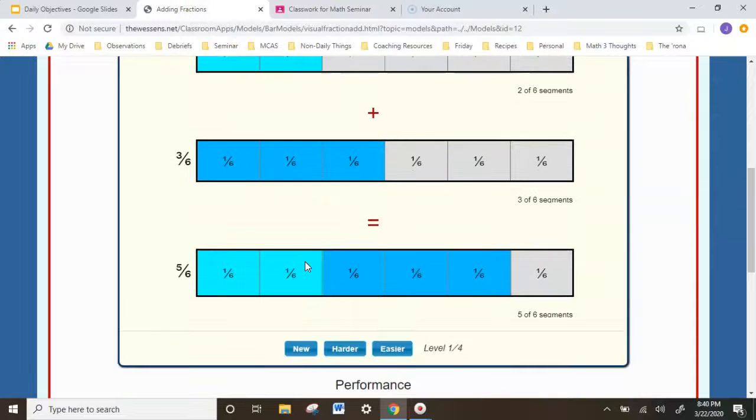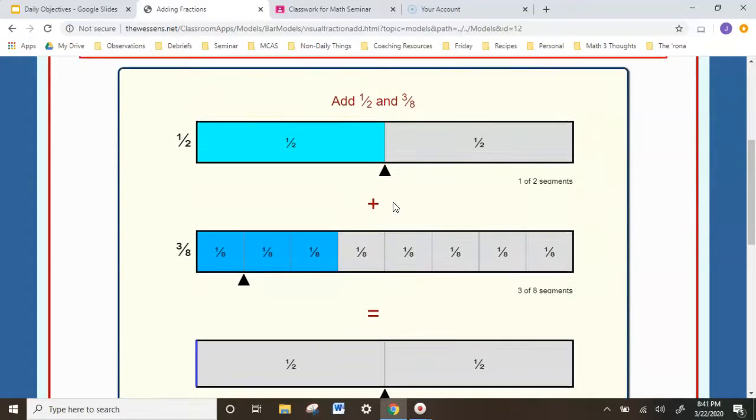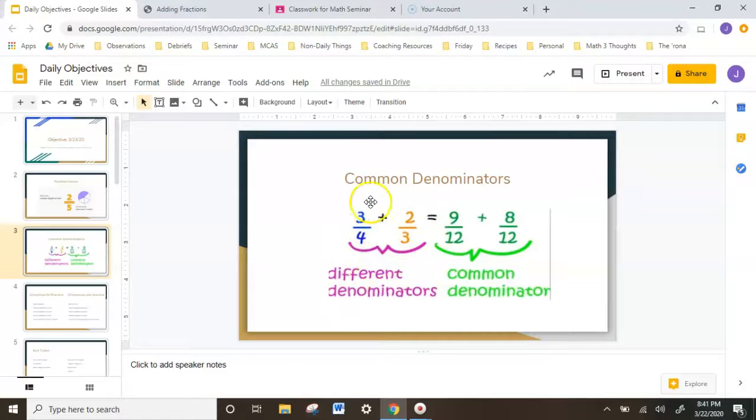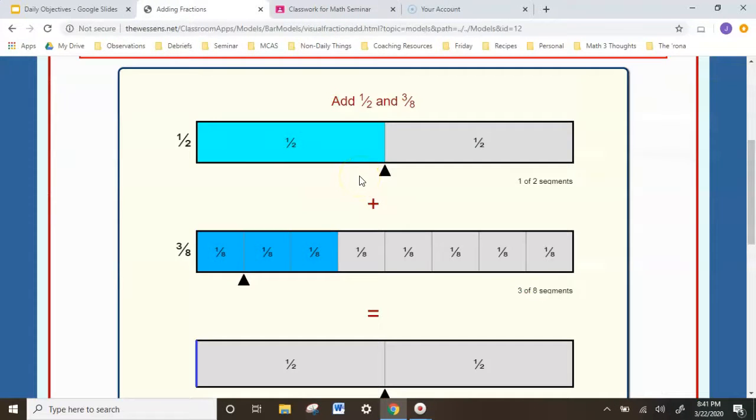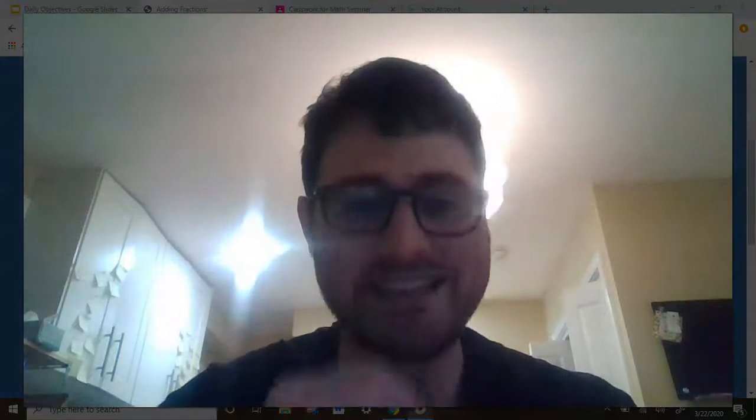So here's where I'm going to go to the bottom, and it says level 1 out of 4. 1 is the easiest, so I'm going to go harder, más difícil, and I have a new representation here. And now here I have 2 and 8. These are not common. These are different. Now, because they're different, guys, es muy difícil a combinar, sumar. It's very difficult to combine these and add them together.